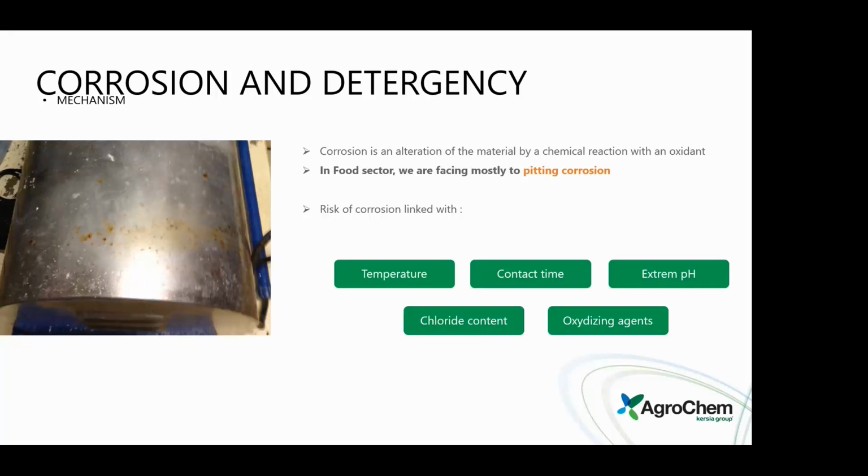So risk of corrosion is linked to all of these aspects: temperature, contact time, extreme pHs, chloride content, and oxidizing agents. So each one of these can have some effect to the corrosion. So again, keeping things in check with the right mix and right flare for what you're trying to accomplish becomes key in making our systems last as long as we can take care of them that way.